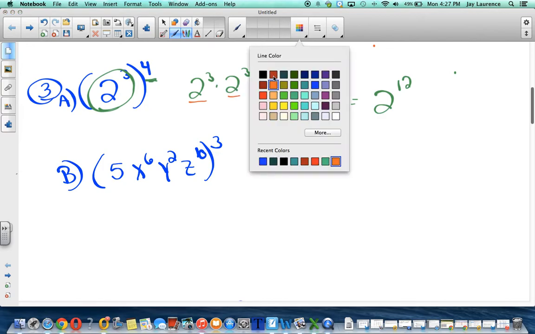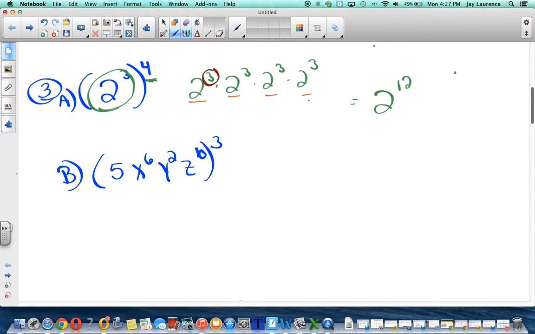So we're just going to add our exponents. And you could say 3 plus 3 plus 3 plus 3, which is 12. Or you could have just said 3 times 4 is 12, right? Because when we're raising a power to a power, that's when I can multiply the exponents together.